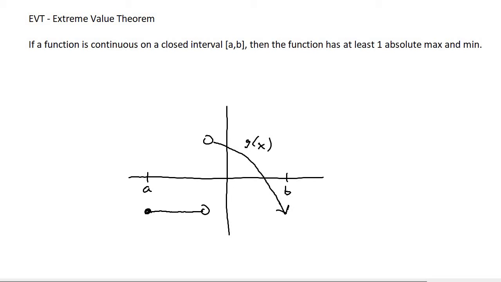And if you take a look here, the left endpoint is clearly defined, so it's closed. But notice how the right endpoint goes on forever to negative infinity, so it is not defined. So the right endpoint is not closed. And also the function is not continuous, since there's a discontinuity right here. So in other words, because it does not follow the EVT, then it does not need to have at least one absolute max value and one absolute min value.